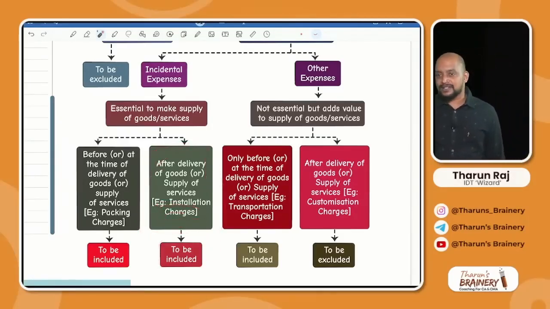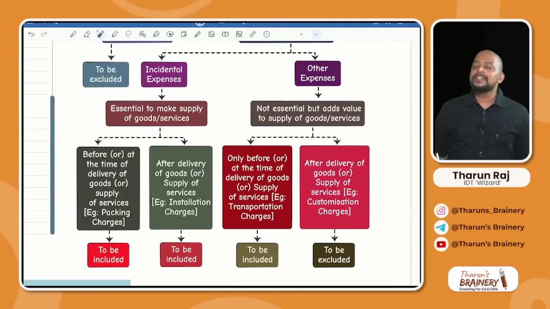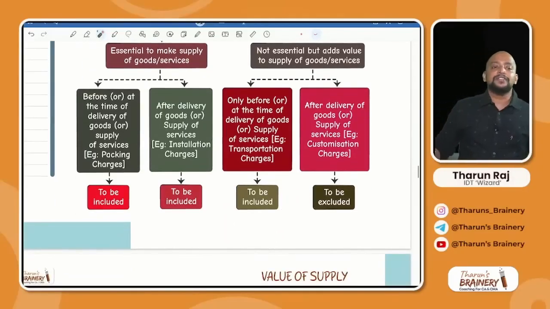For all other expenses, check whether it is before the time of delivery or supply of services. Then only it will be included. If it is after delivery of goods or supply of services, it will not be included.